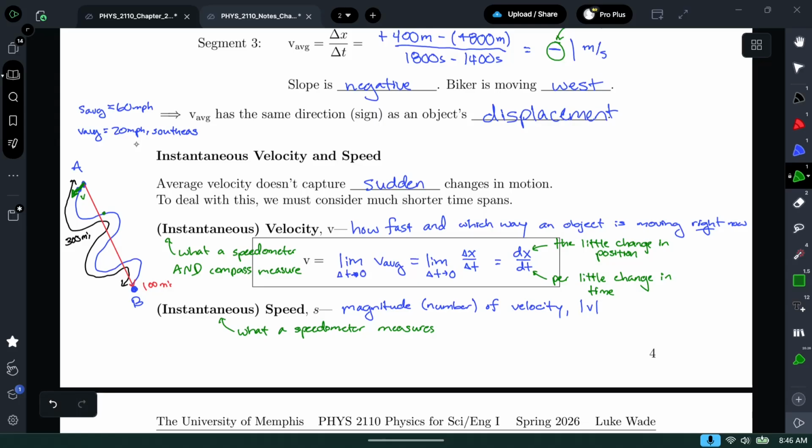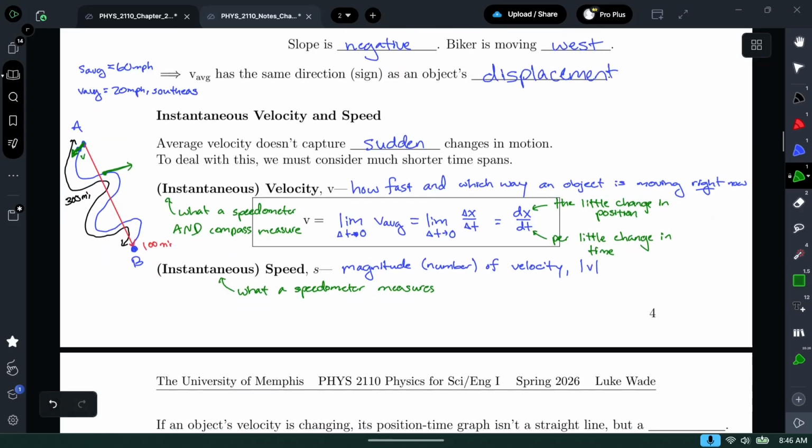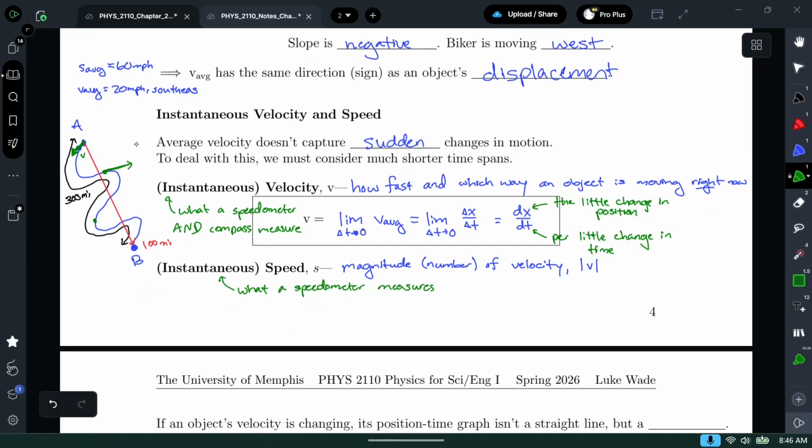And I could calculate it at some other times and find that it's a little bit faster. Maybe this is where I'm going on a highway. I'm going 70, or if you're a Memphis driver, 90. Here, I may be passing through a sketchier area where there's rocks up on the cliff or something, so I'm going to drive a little more cautiously. So I'm going 20 miles per hour.